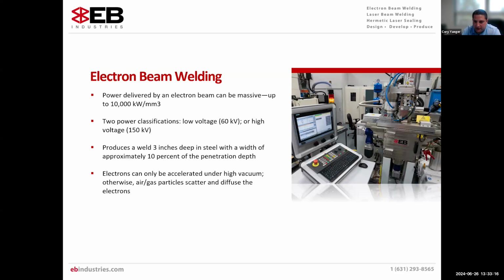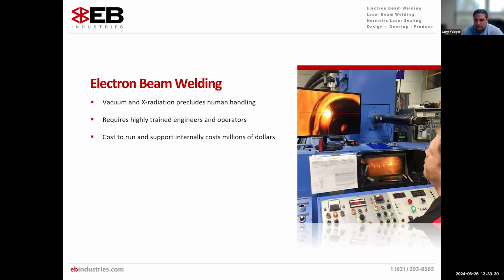The acceleration of electrons can only be done under high vacuum, which is why the process is done inside of a vacuum chamber. Otherwise, the air and gas particles will scatter and diffuse the electrons, which will lead to an inefficient joining process as the energy won't be uniformly applied to the workpiece. Due to needing to be done in a vacuum, as well as the radiation that this process does generate, human handling isn't possible with a part inside of the vacuum chamber.